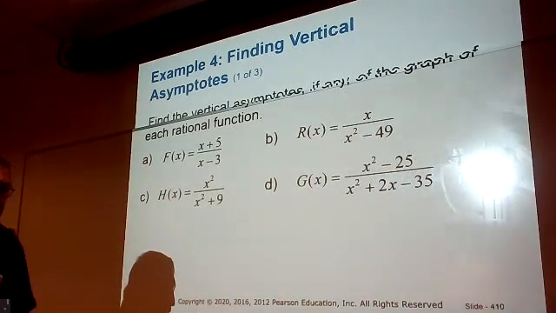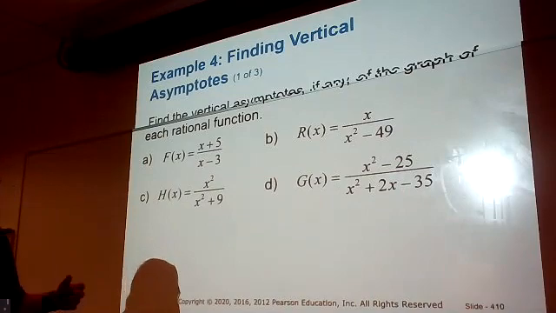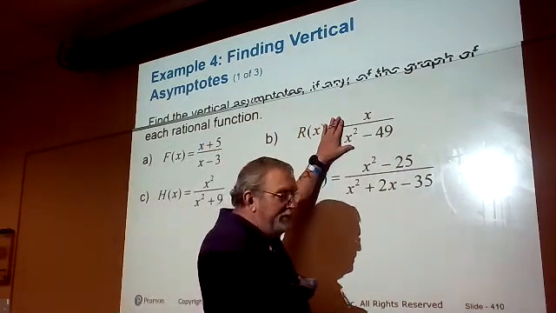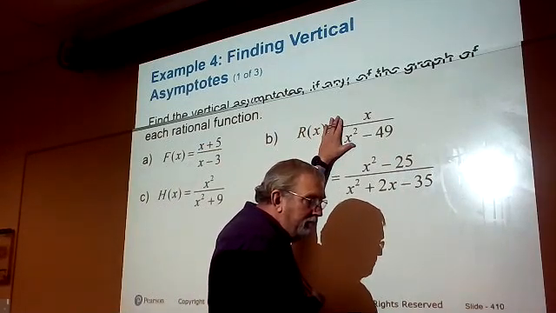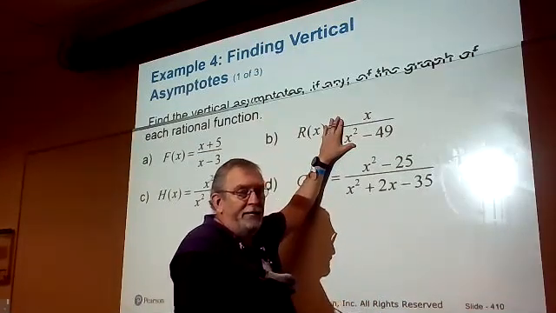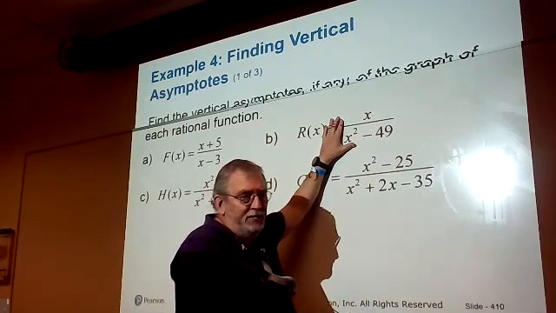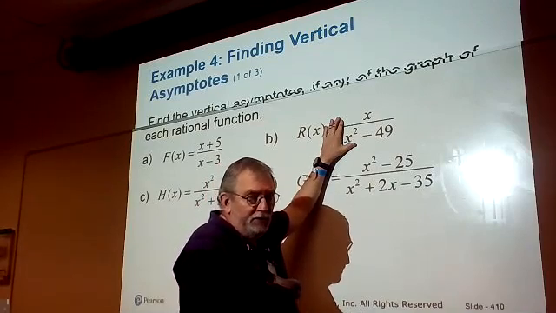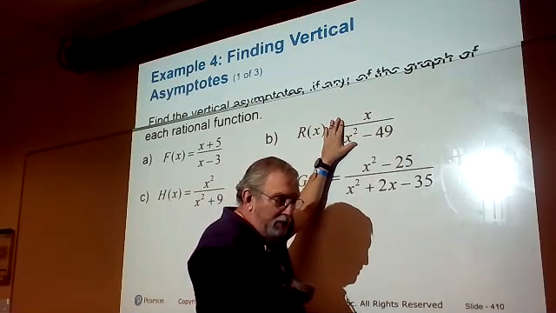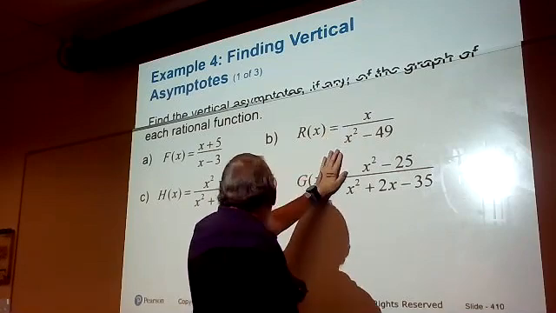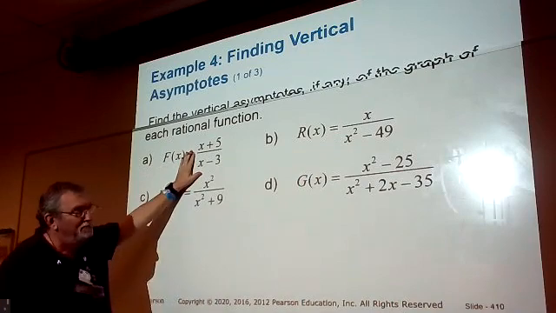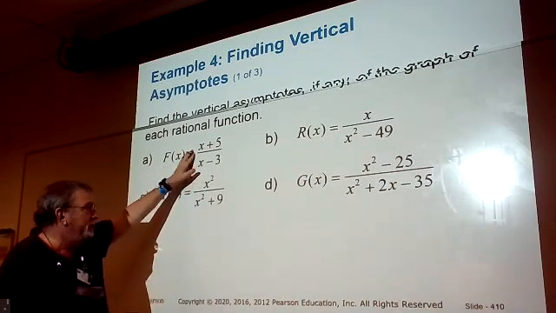And I set each of those equal to 0, so I get x equals negative 7, x equals positive 7. This function is in reduced form, or in lowest terms. And so x equals negative 7 and x equals positive 7 are the vertical asymptotes. And the horizontal asymptote is y equals 0. And here the horizontal asymptote is 1. And I will discuss how to determine that.